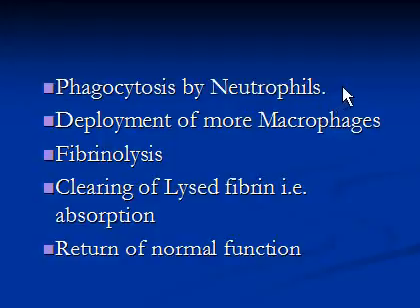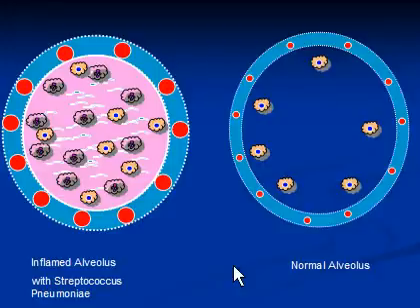Phagocytosis by neutrophils, and if neutrophils manage to finish the bacterial population, then more macrophages are deployed, and towards the end of the process, fibrinolysis begins, means fibrin starts to break down to be absorbed by the interstitial tissue or the lung tissue, and then finally the lung resumes normal function. Let me show you a few sketches and describe the process again.